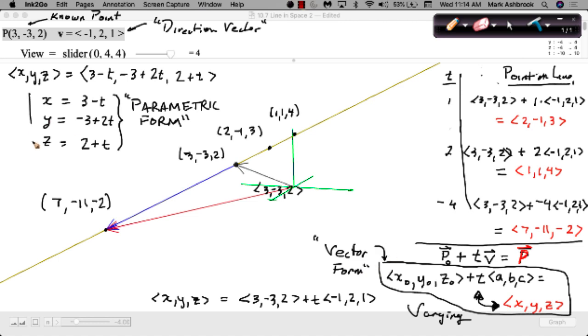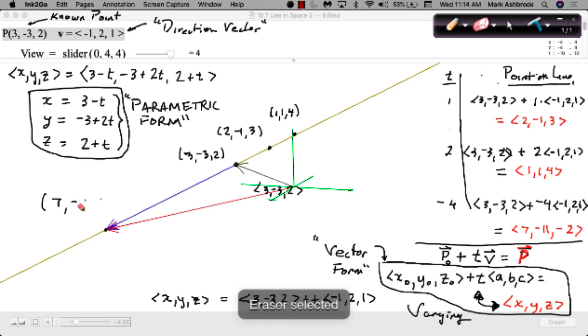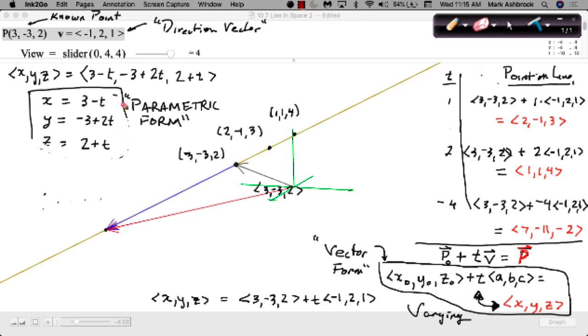This is the parametric form, but I meant to do this on the vector form. Not our line. Kind of messed up there. So let's... yeah, that's the parametric form of our line.